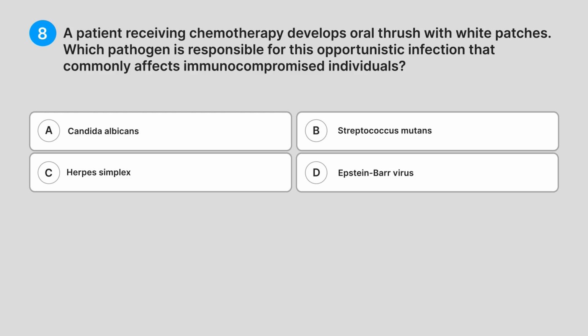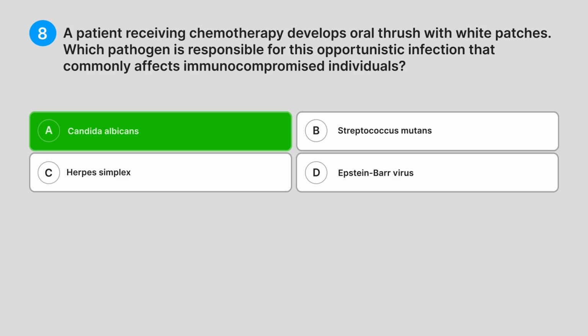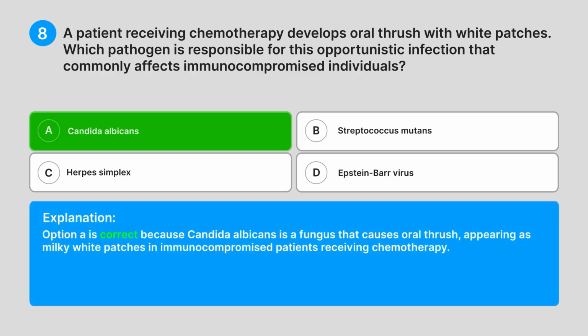Correct answer A. Candida albicans. Explanation: option A is correct because Candida albicans is a fungus that causes oral thrush, appearing as milky white patches in immunocompromised patients receiving chemotherapy.